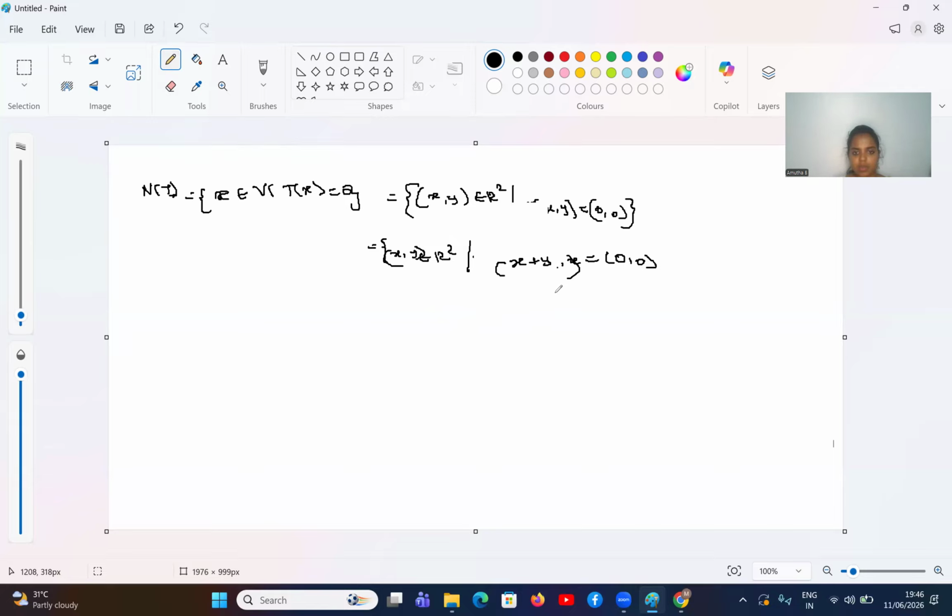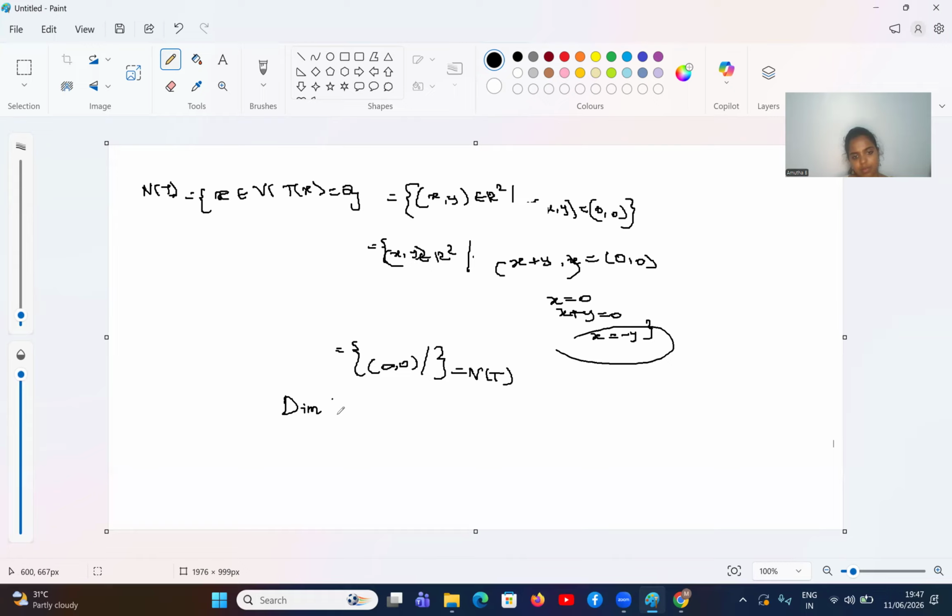So how can we equate X equal to 0? X plus Y equal to 0, so X equal to minus Y. Listen, here X equal to 0. If we substitute X equal to 0 here, then Y equal to 0. So finally X should be 0, Y should be 0. Here we have only the 0 element in the null space of T.